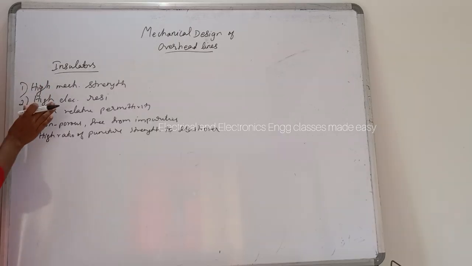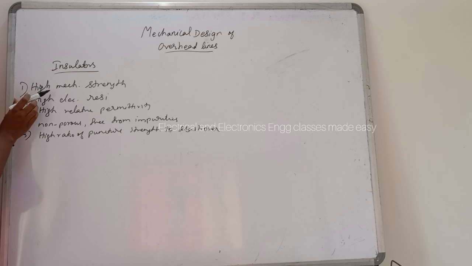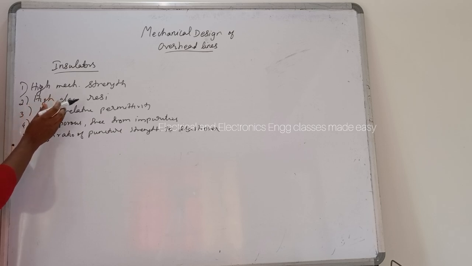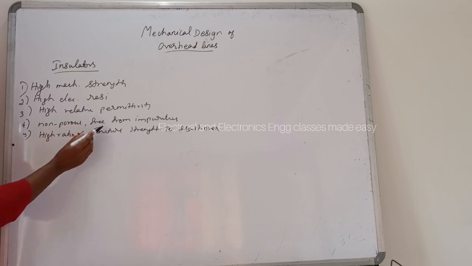And the insulators should have these properties, that is, high mechanical strength in order to withstand the conductor load, wind load, etc. Then high electrical resistance of insulator material in order to avoid the leakage currents to earth. Then high relative permittivity of insulator material in order that dielectric strength is high. Then the insulator material should be non-porous, free from impurities and cracks.